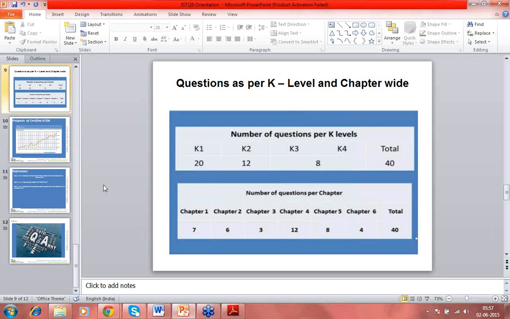If we go chapter-wise, we have chapter 1 to chapter 6 to learn. In chapter 1, you have 7 questions. Chapter 2, you have 6. Chapter 3, you have 3 questions. Chapter 4 is a major one, where you have 12 questions. Chapters 5 and 6 have 8 and 4 questions respectively. So in total again, that is 40 questions, right?